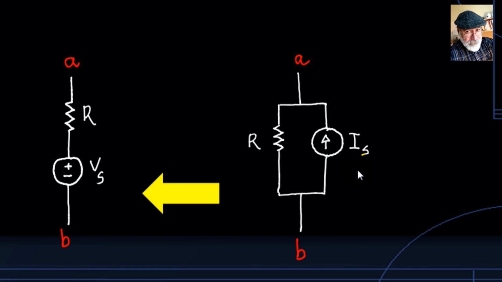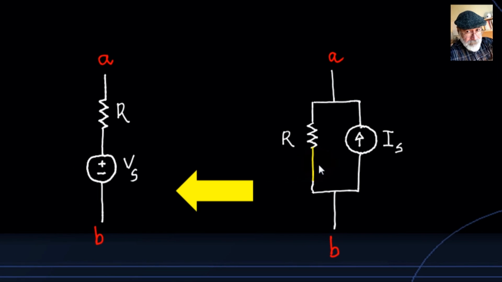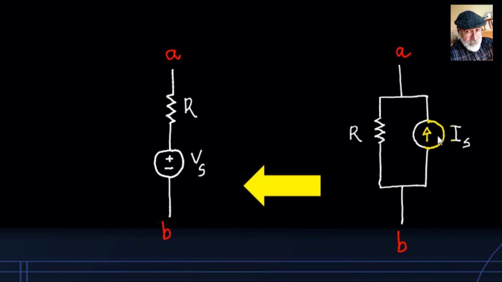And what if we want to go the other way? Let's say we find in our circuit a current source Is in parallel with the resistor R between nodes A and B, and we want to replace that pair by a branch with a voltage source Vs in series with a resistor R. How do we achieve equivalence?